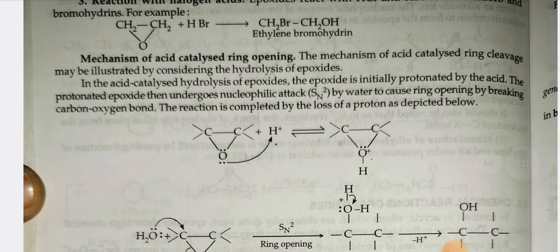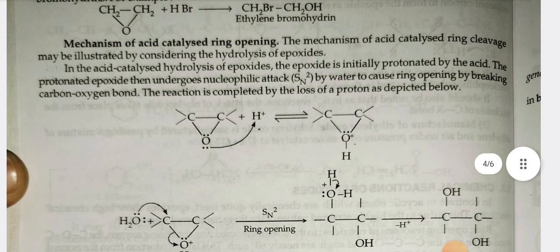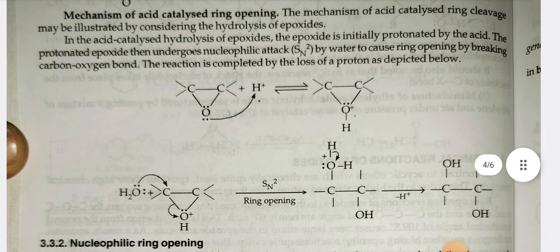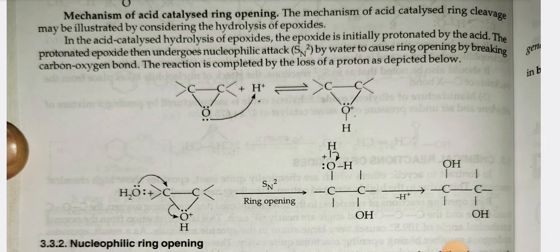The mechanism of acid catalyzed ring cleavage may be illustrated by considering the hydrolysis of epoxide. In the acid catalyzed hydrolysis of epoxide, the epoxide is initially protonated by the acid. The protonated epoxide then undergoes nucleophilic attack, SN2, by water to cause ring opening by breaking the carbon-oxygen bond. The reaction is completed by the loss of a proton as depicted.